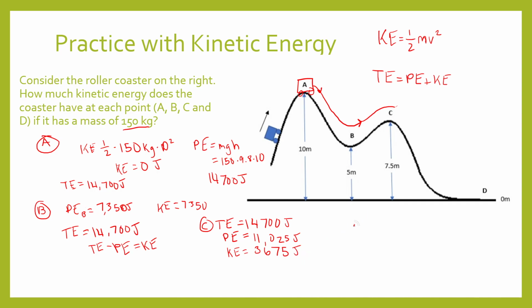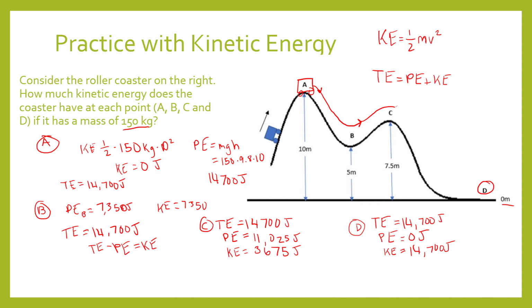At point D, the last point for us, the total energy is still the same, 14,700 joules. The potential energy, if you remember, at point D, because there's no height, was 0 joules. So what must the kinetic energy be? Hopefully you can see it should be all of the energy. So at this point, all of the energy has transferred to point D.